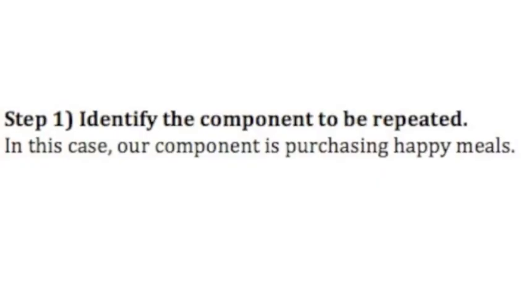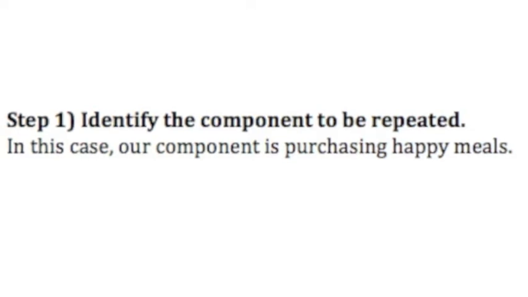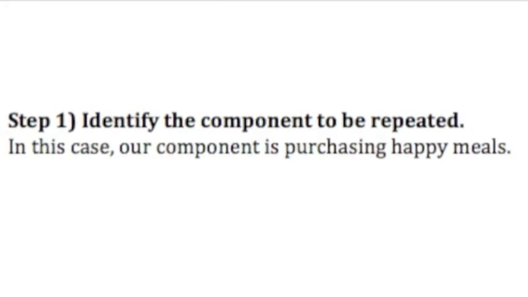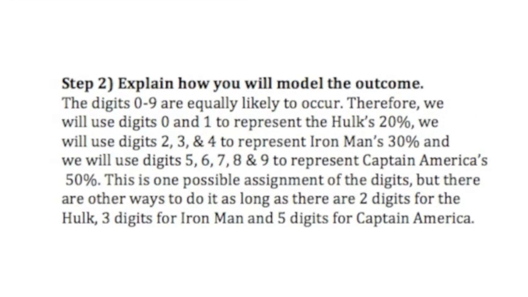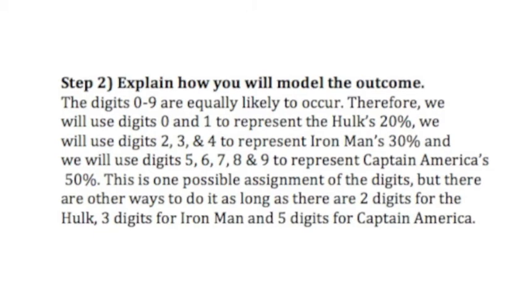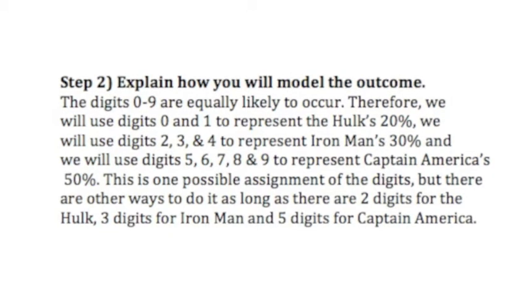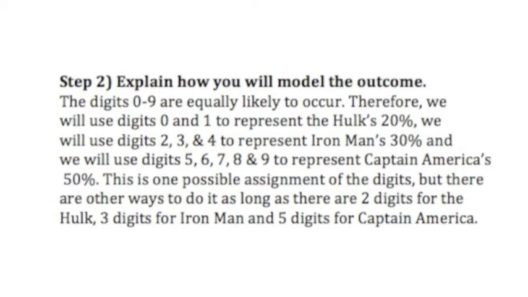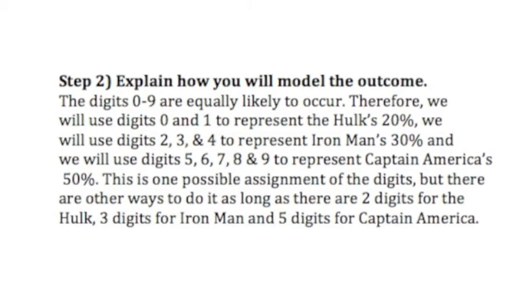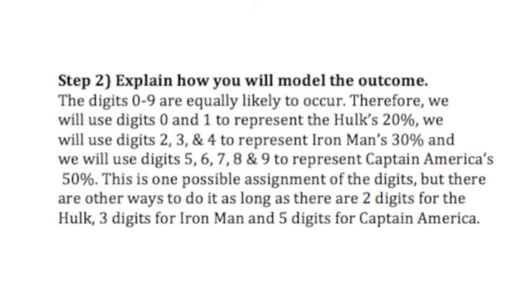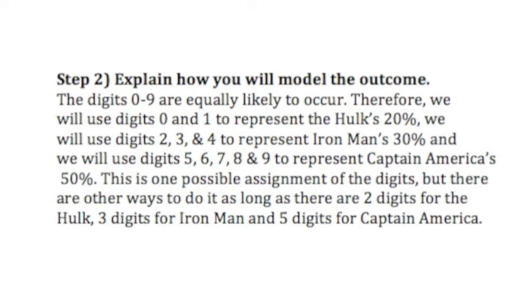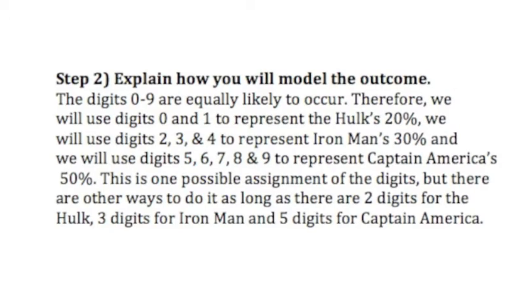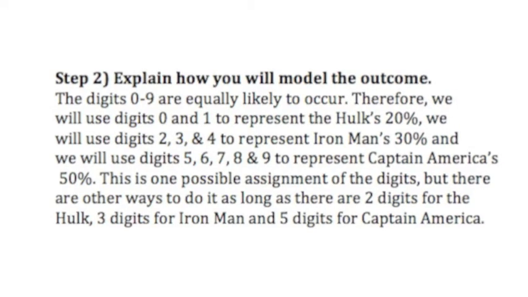To begin the problem, our first step is identifying the component to be repeated. In our case, the component is purchasing Happy Meals. Step 2 asks us to explain how we will model the outcome. The digits 0 through 9 are equally likely to occur. Therefore, we will use digits 0 and 1 to represent the Hulk's 20%. We will use digits 2, 3, and 4 to represent Iron Man's 30%. And we will use digits 5, 6, 7, 8, and 9 to represent Captain America's 50%.